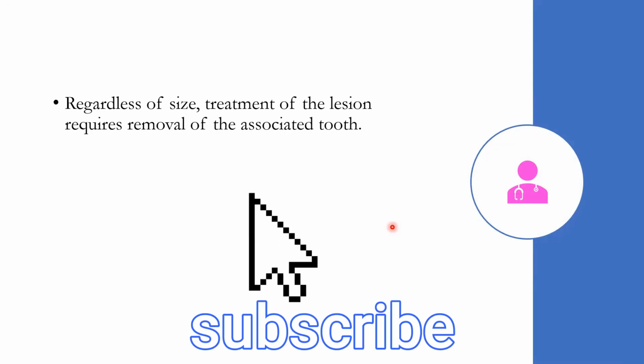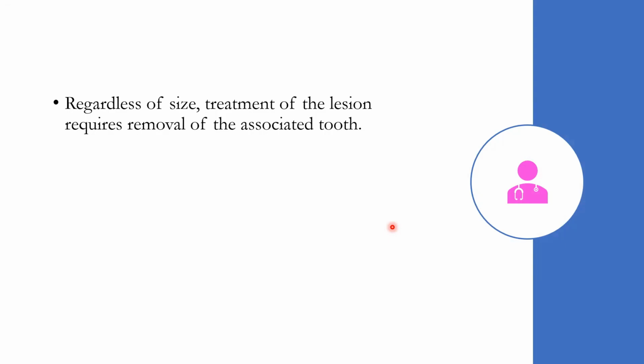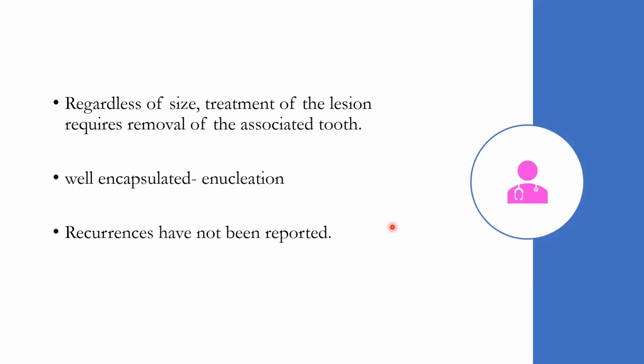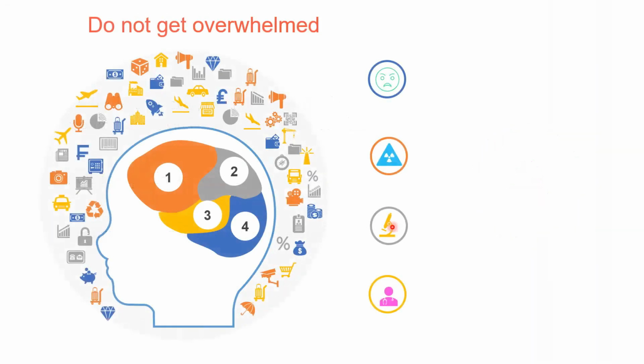So because of this difficulty in figuring out where the lesion begins, it's better to remove the tumor along with the tooth. And the treatment of choice is enucleation because it is quite a well encapsulated tumor. And recurrences have not been reported after the treatment has been performed.